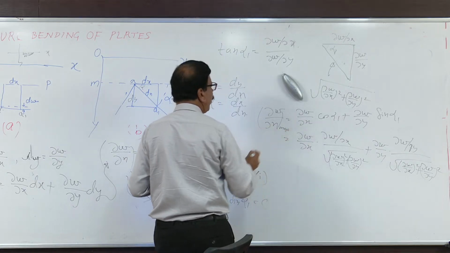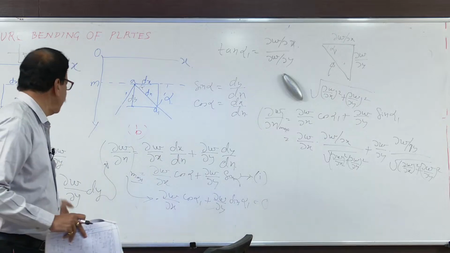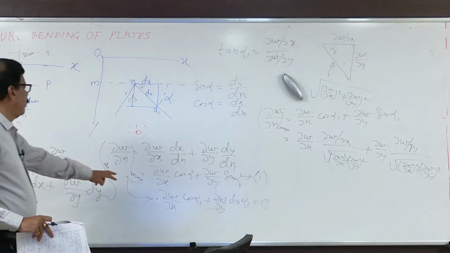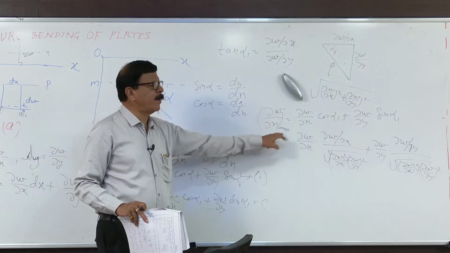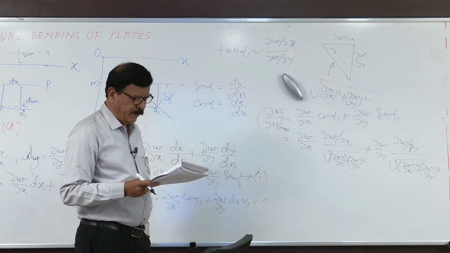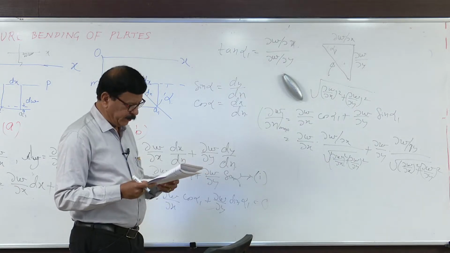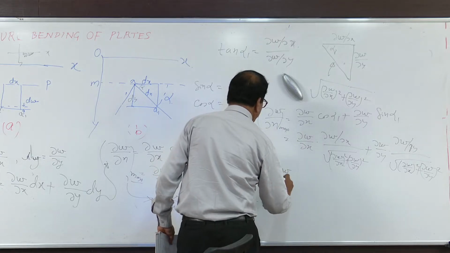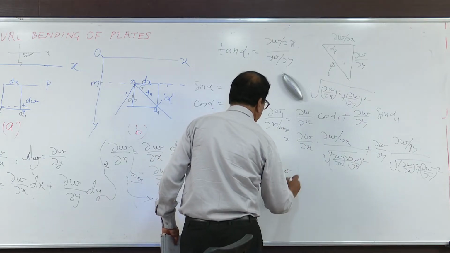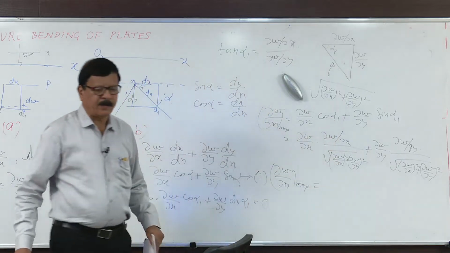This is max. Now, because we choose the angle alpha initially for maximum slope, therefore, it is max. You can write this. Now, what you will get finally? If you solve this, what you will get by taking LCM and all those?